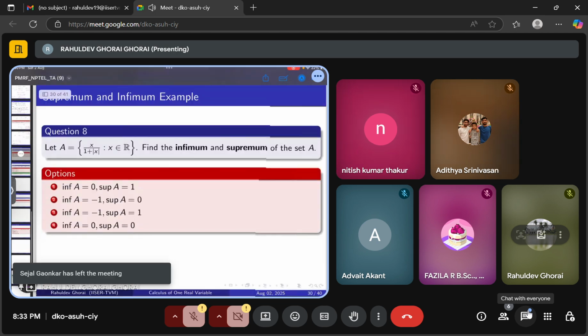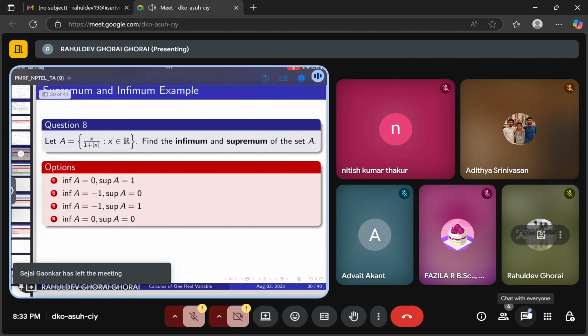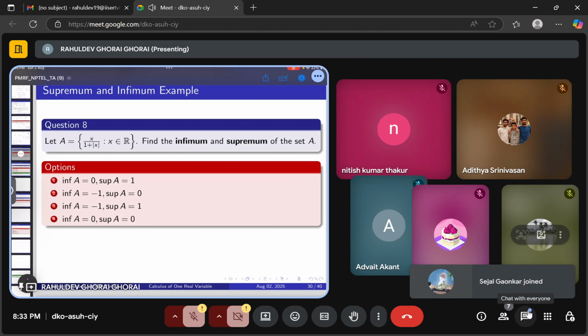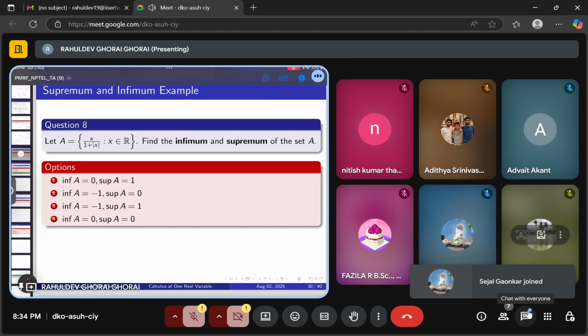Okay, now come here. This is a different type: finding supremum and infimum. I hope you all know supremum and infimum. Supremum is the least upper bound, and infimum is the greatest lower bound. So these are the options. Which option is correct? Tell me.